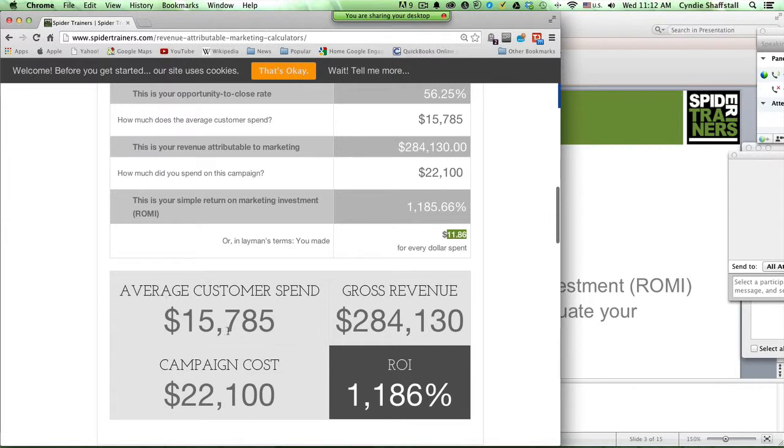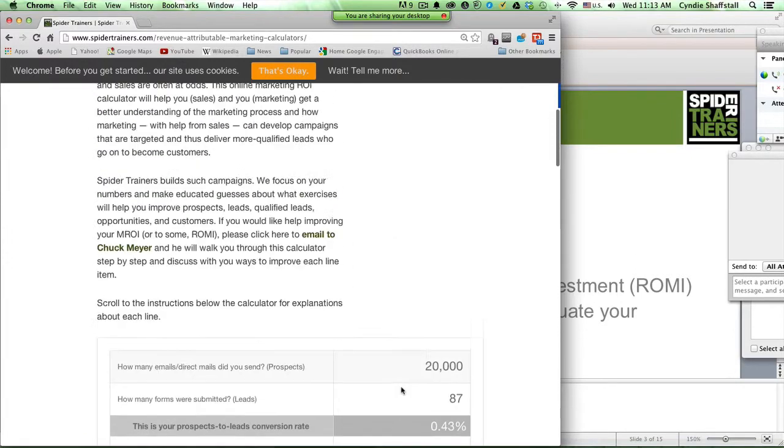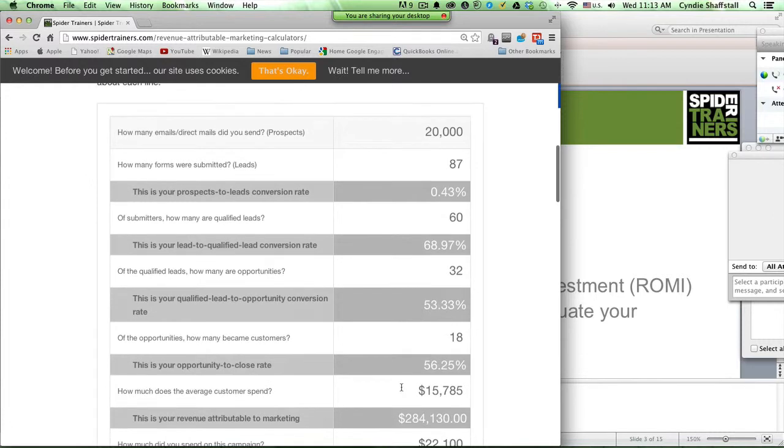So our average customer spend was $15,785. We saw that up there. Our campaign cost was $22,100. We saw that there. Our gross revenue in this case is $284,130, and our ROMI is 1,186%. So this is our simple ROMI, and now this arms us with some information to take to follow-up meetings. But how do we use this information in future campaigns?